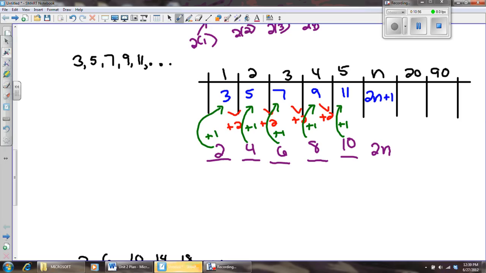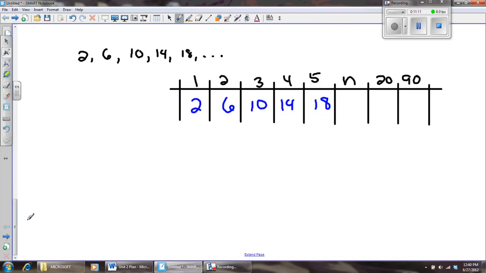All right, now I can stick 20 in for n. 2 times 20 is 40, plus 1 is 41. 90 gives 180, plus 1, 181. That's how simple this is. One more example. All right, I've already filled in a chart on this one.